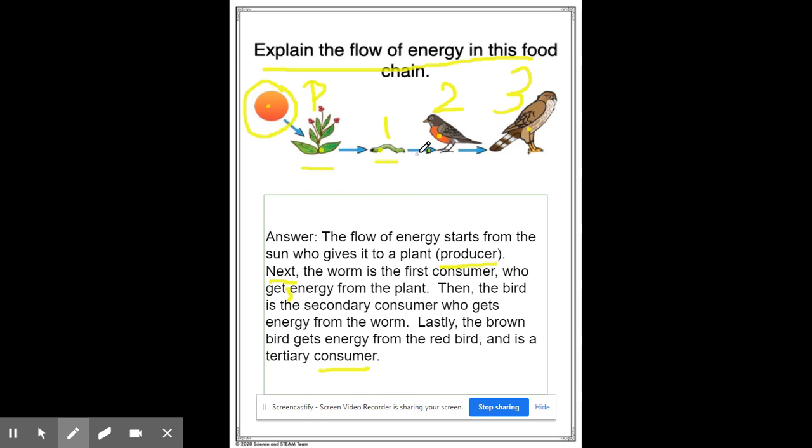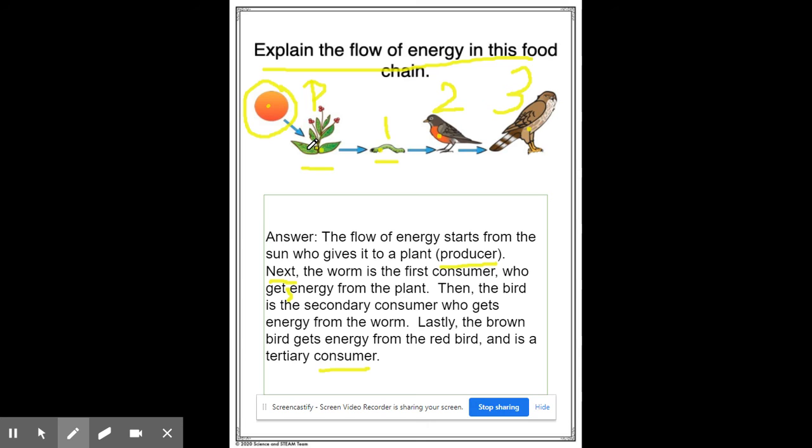So when it's asking to explain the flow of energy in the food chain, they're not asking you if it's a herbivore, carnivore, omnivore. It's asking you the direction that that energy is flowing as we are going left to right. So we don't want to go right to left. We always start in a food chain with the sun, and the sun always drives that energy through photosynthesis to our producer, who are plants.